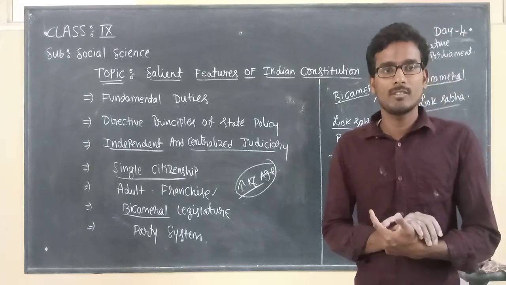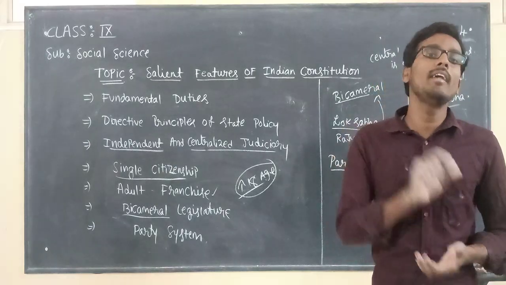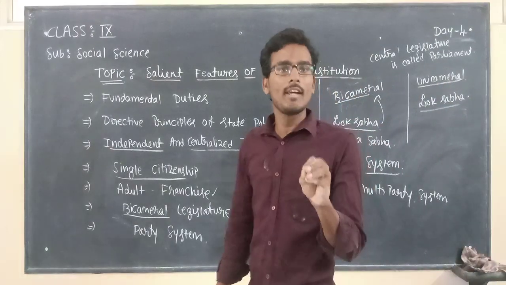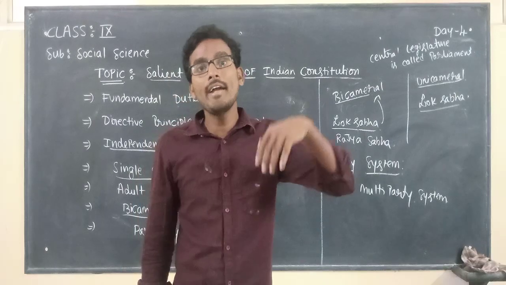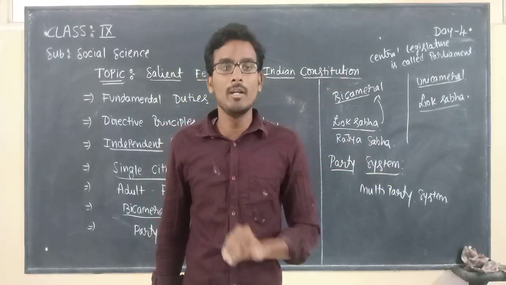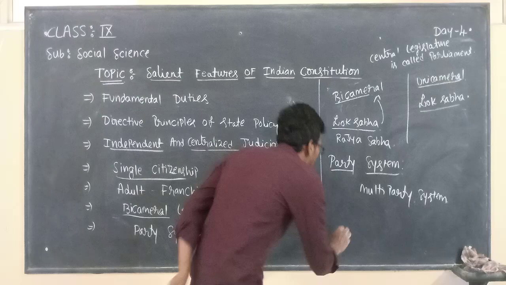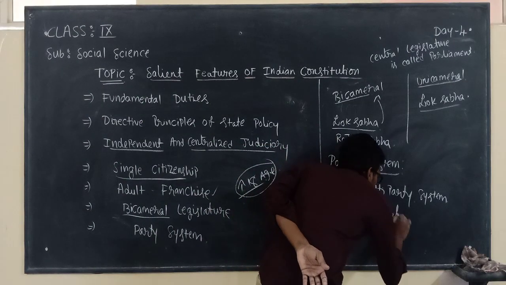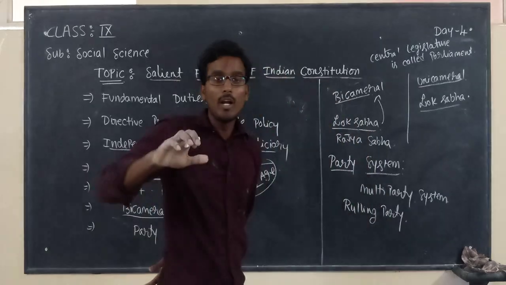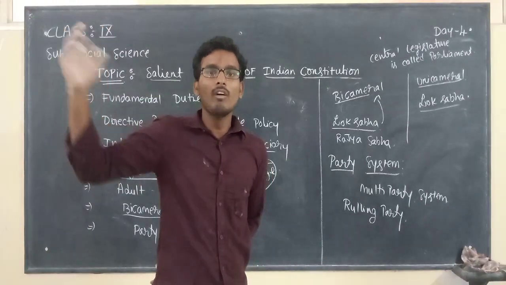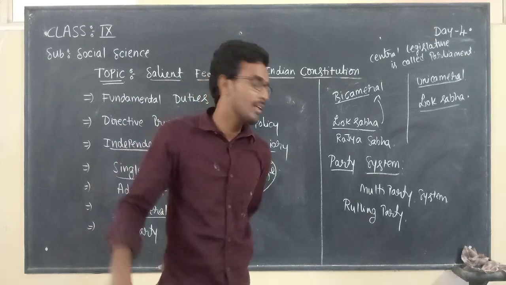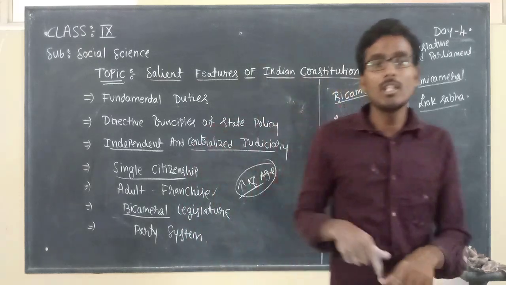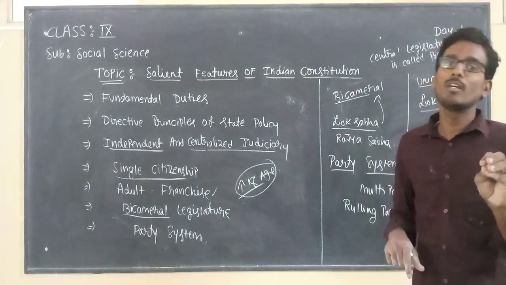In an election, the political party which won the majority of votes and formed a government is known as the ruling party. So in Karnataka at present, what is the ruling party? BJP is the ruling party.